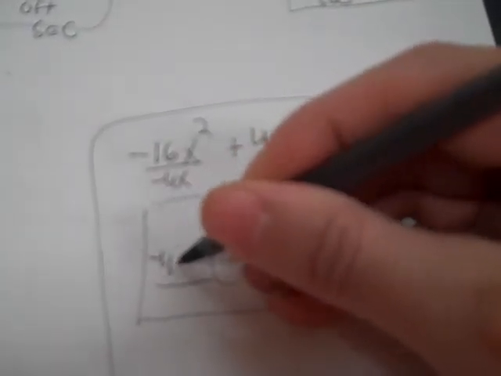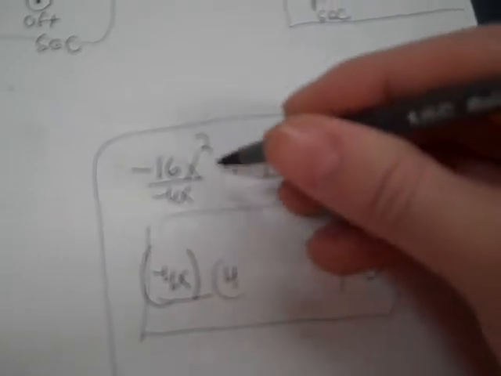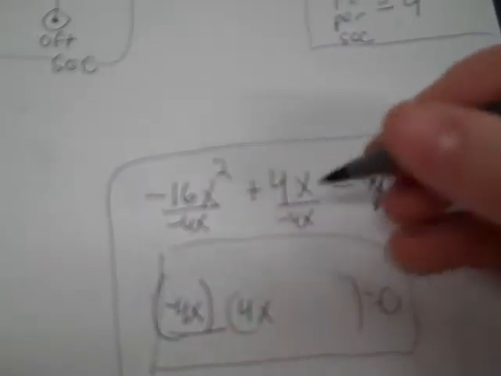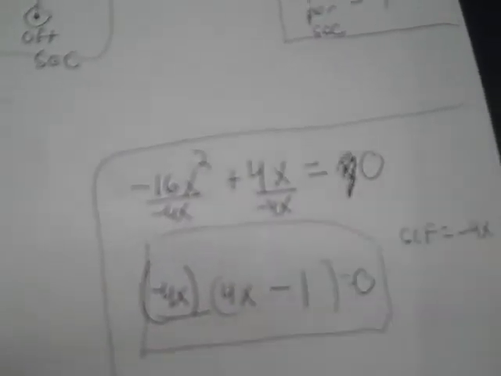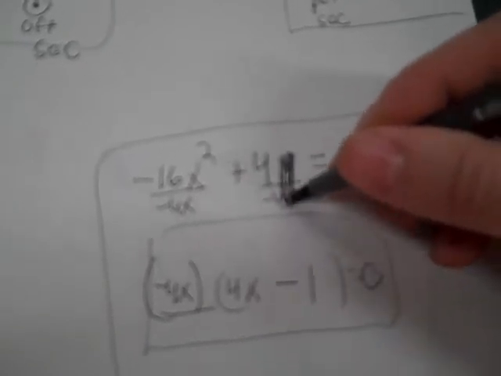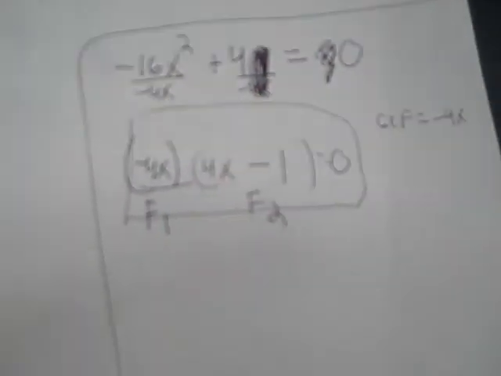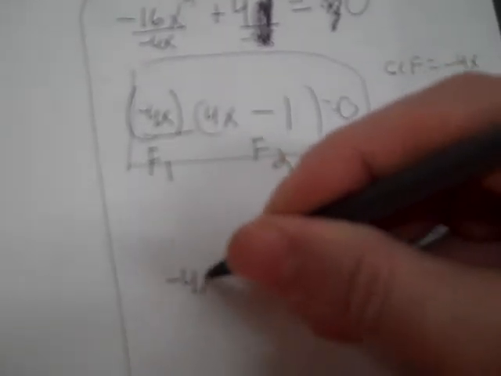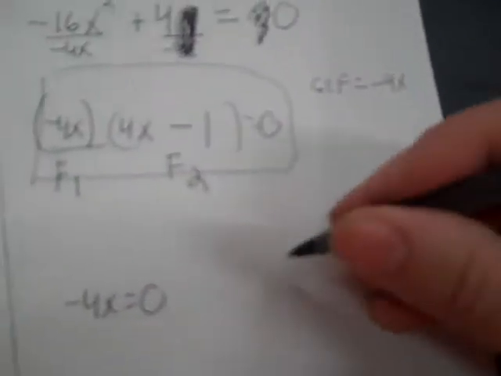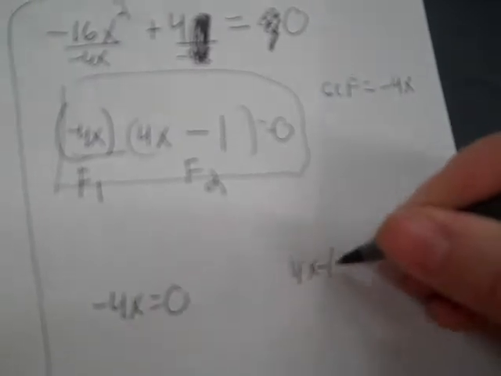And I will be pulling out negative 4x. And that's going to be positive 4x and negative 1, so minus 1. And then those cancel, don't forget that. So that's factor 1, that's factor 2. So negative 4x can equal 0, or 4x minus 1 could equal 0.